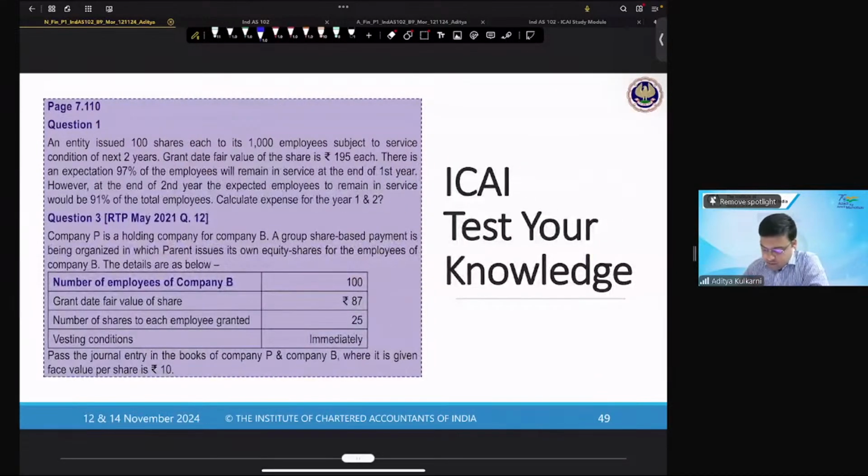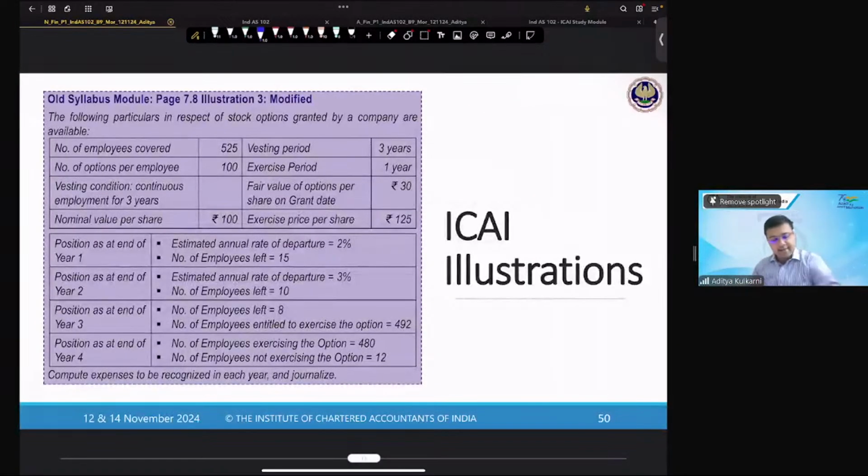Okay. Can you do this one question for homework? Question 1 from Test Your Knowledge section, page 7.110. Same question, 100 shares, 1,000 employees, grant date fair value, expectation of 97 followed by 91%. So can you do this for me? Yes, sir. There is nothing in it, do it. It's the same thing. Okay. All right. Fine. So that takes care of 3 questions already.